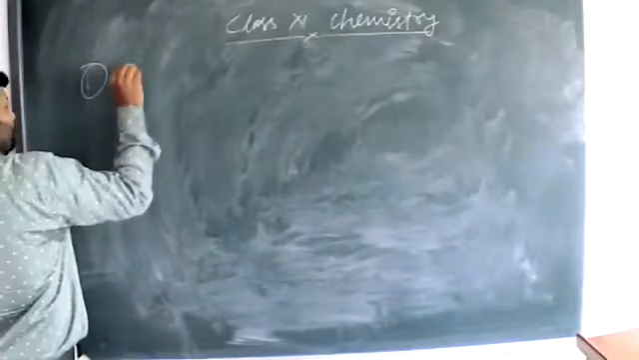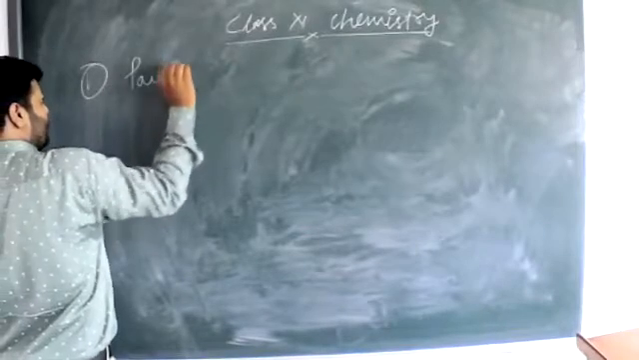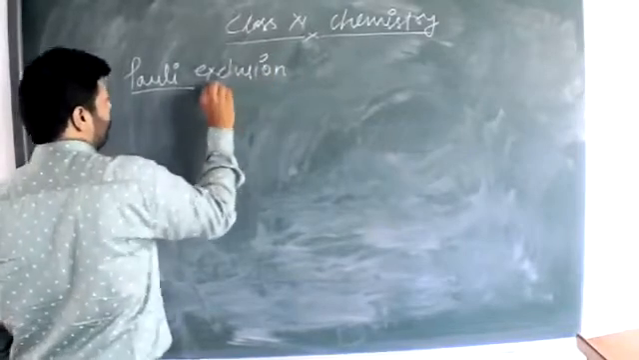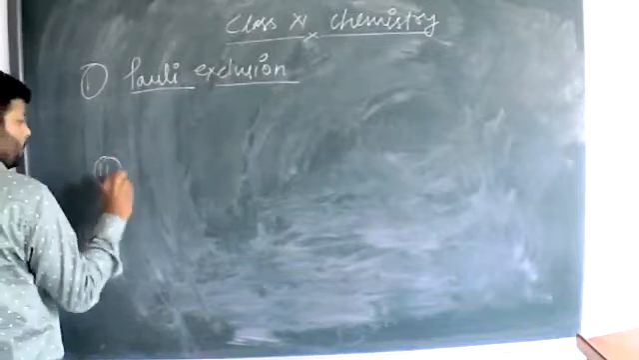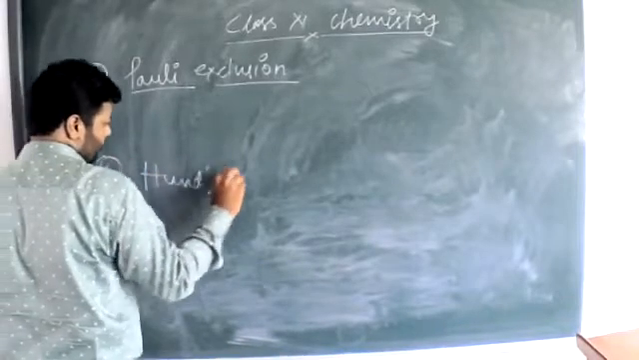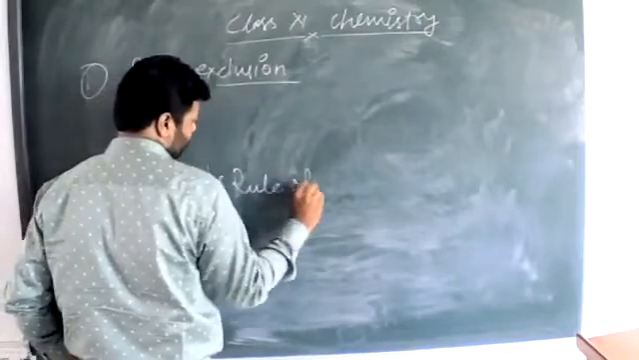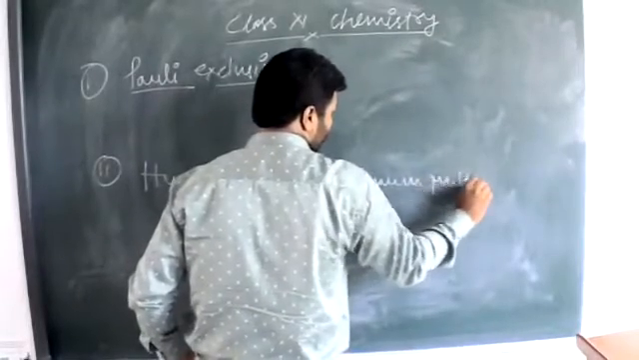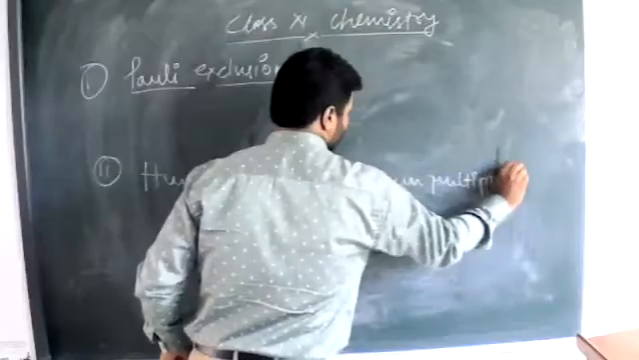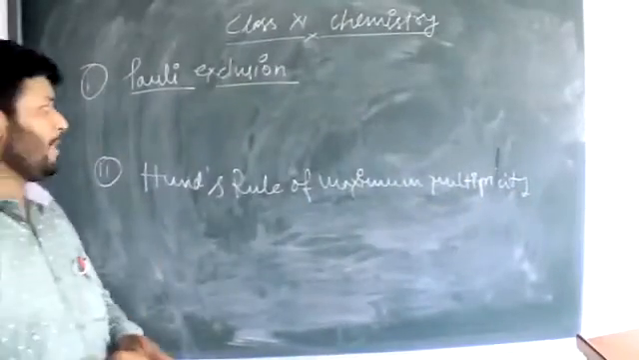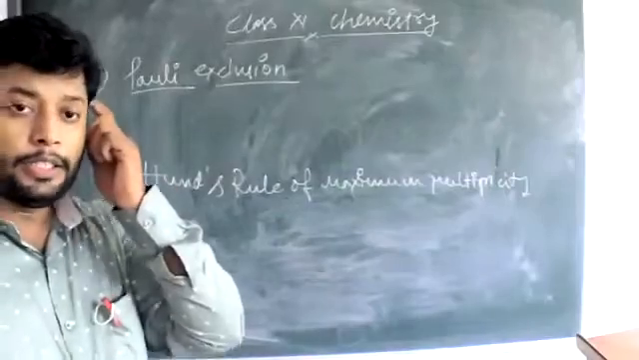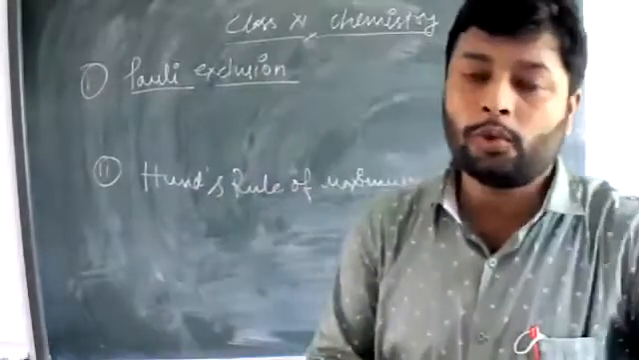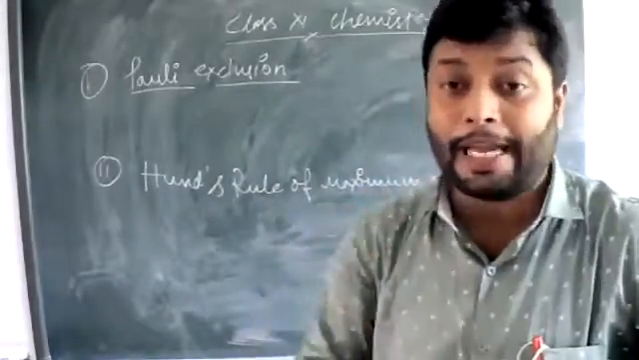The first theory is about the Pauli exclusion principle, and the second theory is about Hund's rule of maximum multiplicity. Students, these two rules have a very important role in distributing the electrons in the different subshells and orbitals.